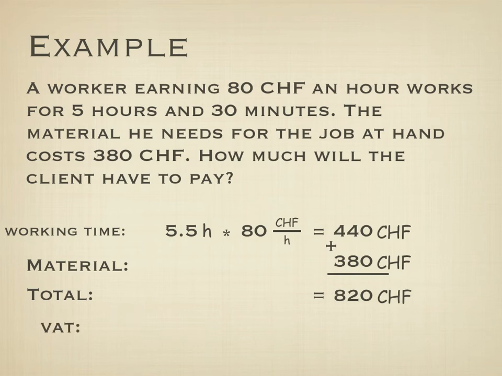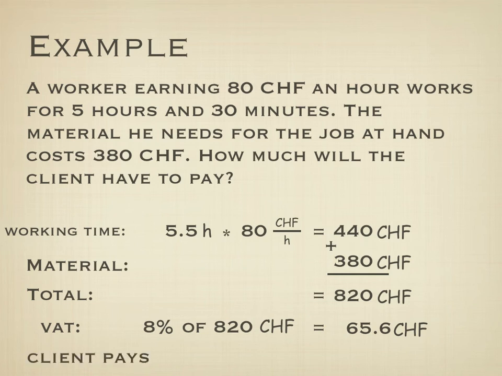Now comes the value added tax. 8% of 820 francs is 0.08 times 820, that makes it 65.60 francs. So the client pays 820 plus 65.60, that makes 885 francs and 60.